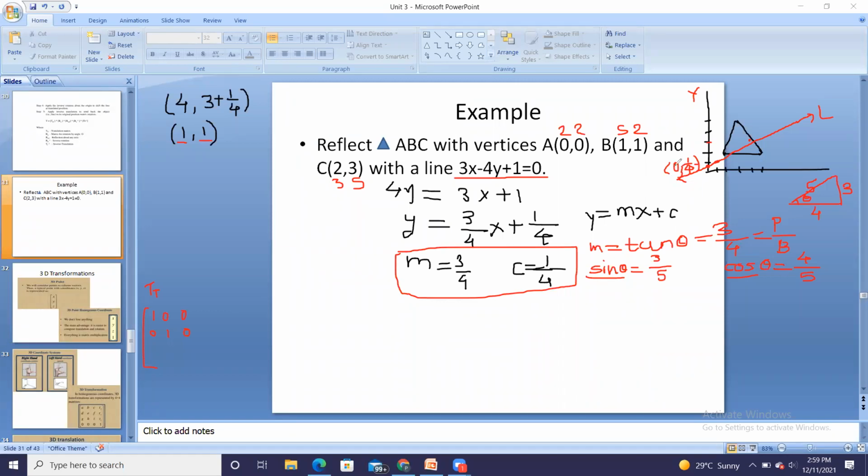No, X value is already 0. So in order to pass it from origin 0, 0, X is not required to change. X is already 0. So there is no change in X. Here translation along X is 0. But what is translation along Y? You have to shift that Y downwards. Downwards means minus 1 by 4.